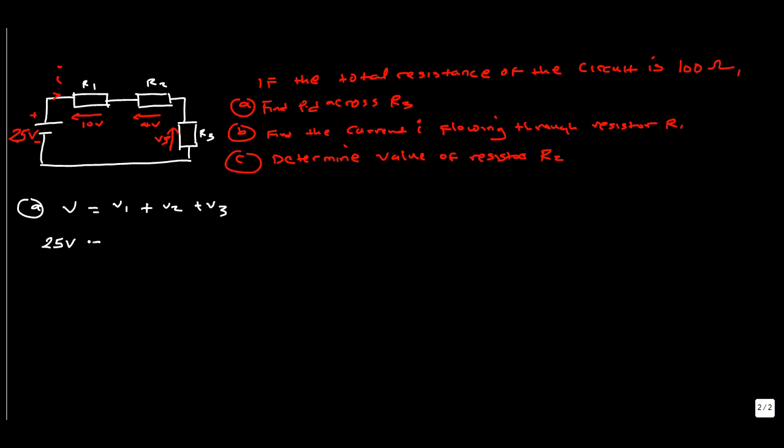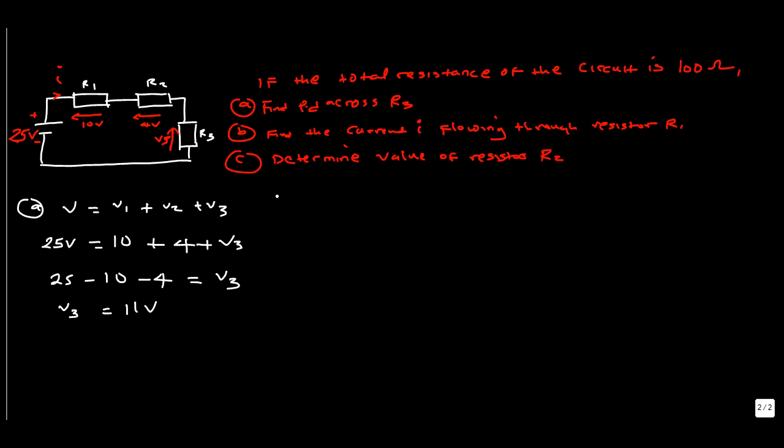25 volts is equal to V1, which is 10 volts, plus V2, which is 4 volts, plus V3. That's what we're trying to find. So this gives us 25 minus 10 minus 4 is equal to V3, and V3 is equal to 11 volts.